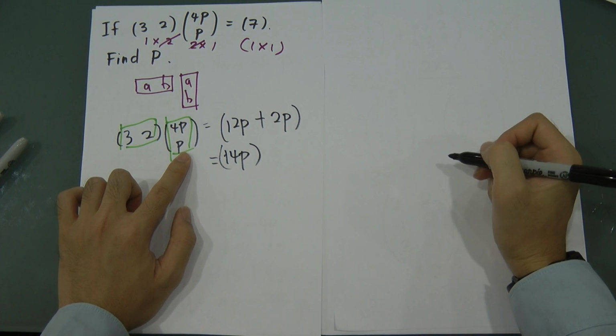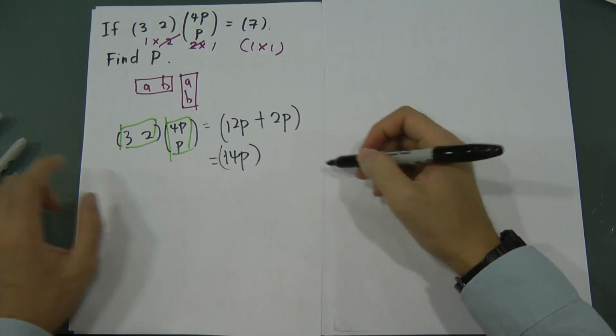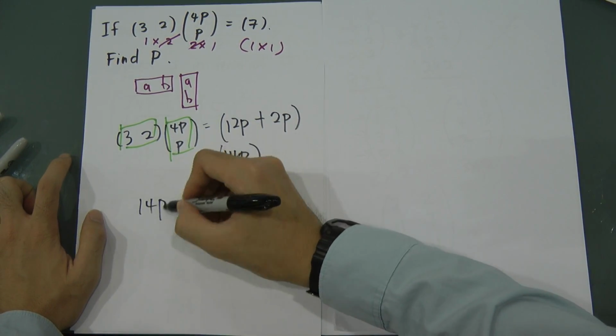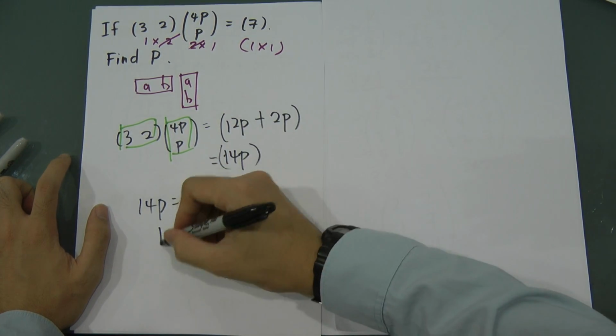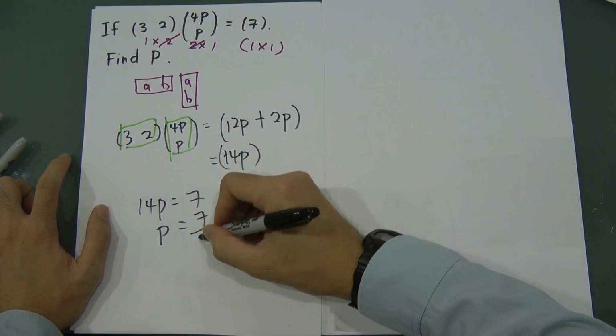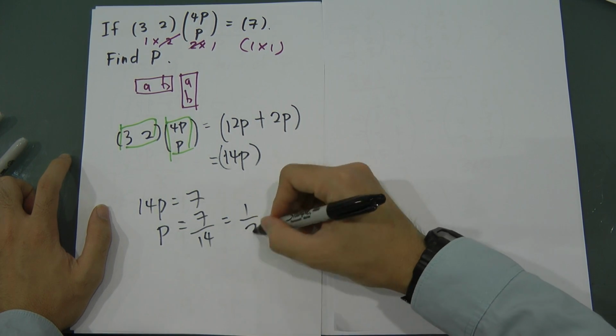Right or not? However, the answer given is 7. So therefore, I know 14p is equal to 7. Therefore, p will equal 7 over 14, which is 1 over 2. Answer.